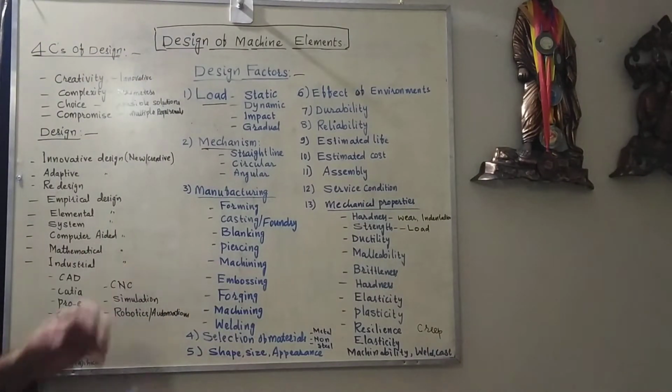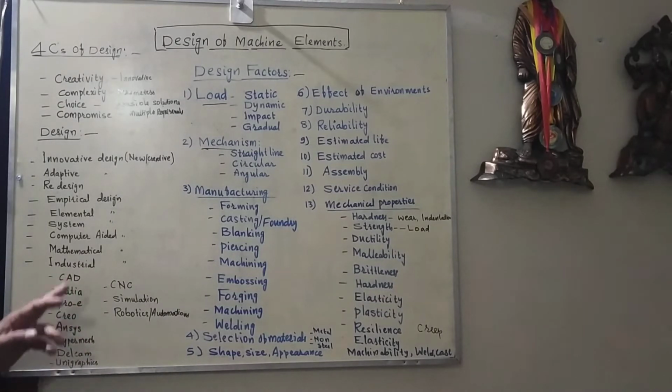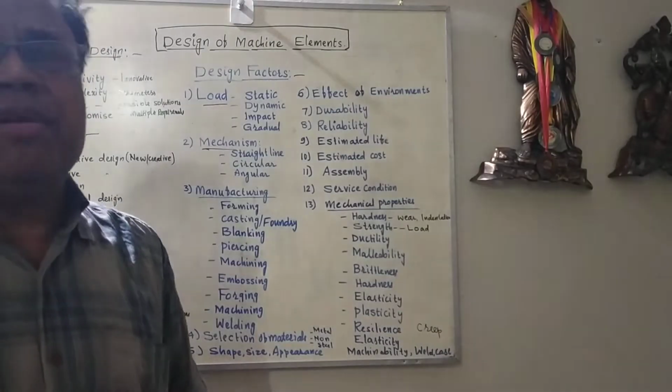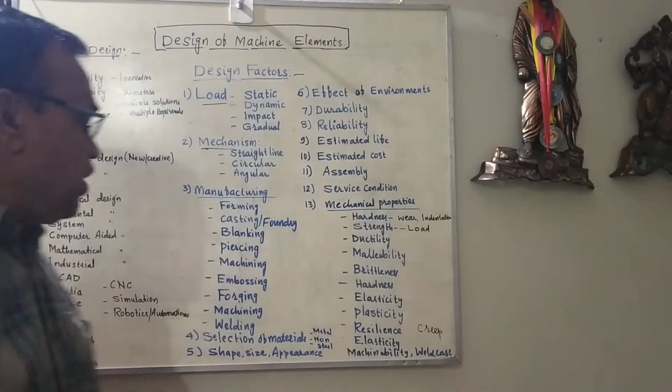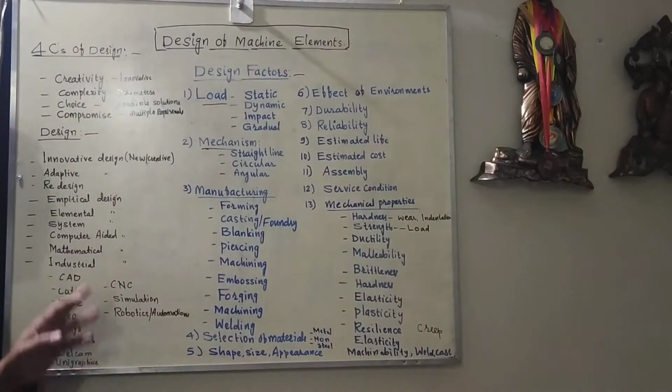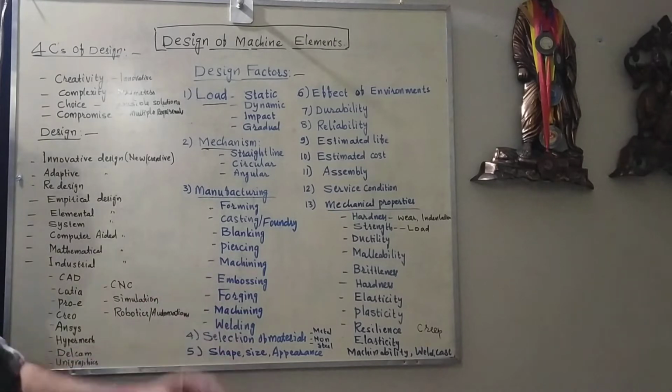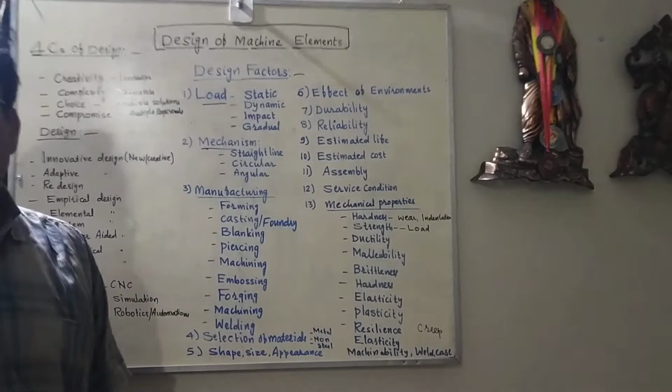Now there are other software like CAD, CATIA, ProE, Creo, ANSYS, Hypermesh, Delcam, Unigraphics, CNC, simulations, robotics and automation. Nowadays these software products and designs are eagerly waiting for innovative mechanical engineers and industries. There is an emerging need for engineers expert in CAD, CATIA, ProE, ANSYS, Hypermesh, Creo, CNC, simulations, robotics and automation.